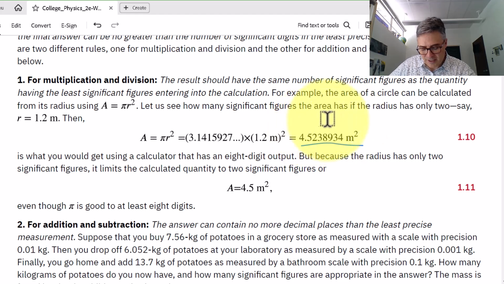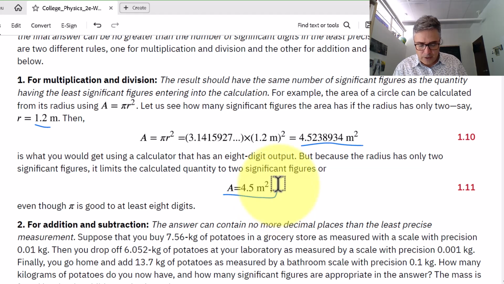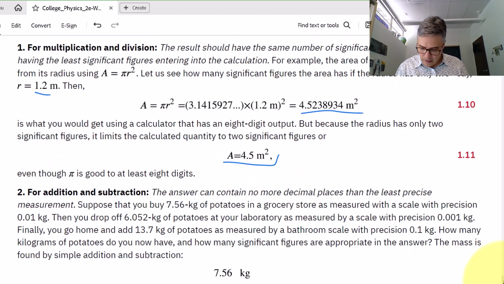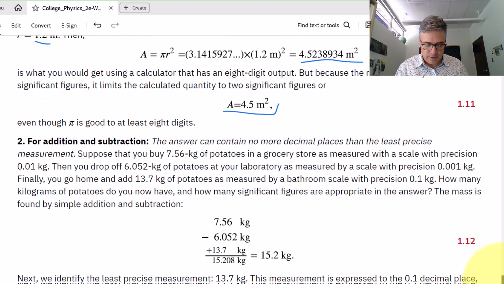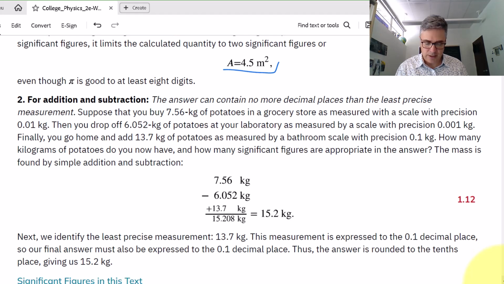If you wrote that down, I guess it would be fine, but it's sort of indicating a little more precision than you have. So you round it to 2. So you just do 4 and the 5, and then the 2 rounds down, so it's 4.5 meters squared. So in a way, it's a little more honest to say the area is 4.5 meters squared than to say that it's 4.5238934. For addition or subtraction, the rule is the answer can contain no more decimal places than the least precise measurement.